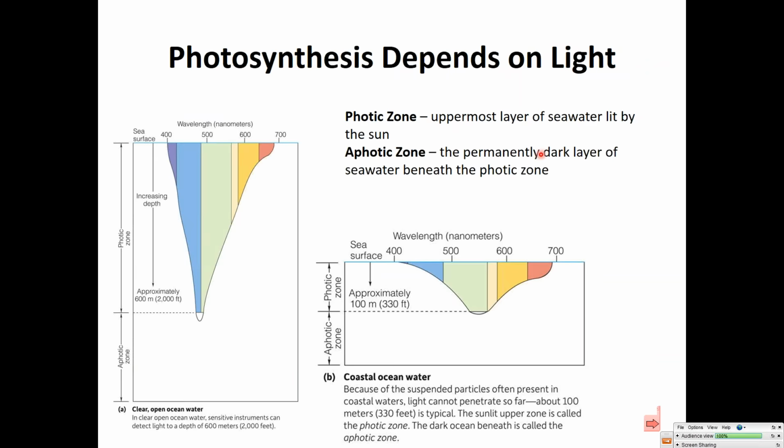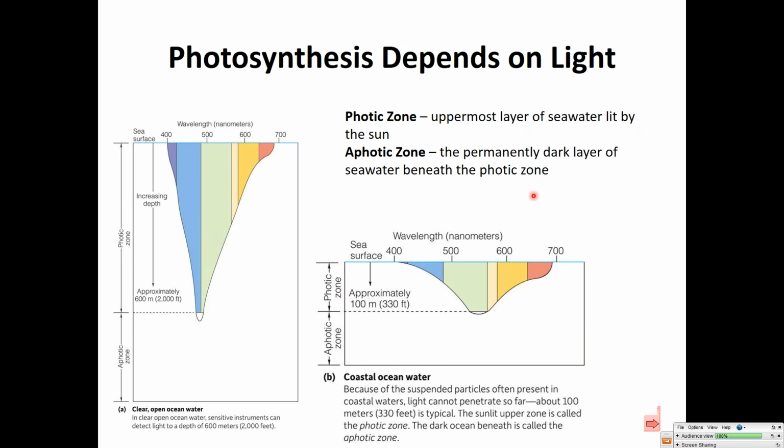So we're going to talk about light in the ocean, because light can be a limiting physical factor. We separate the different depths of the ocean into zones based upon how much light is there and what can be done with that light. In general, the photic zone is the uppermost layer of seawater that is lit to any extent by the sun. Okay? And below the photic zone is the aphotic zone. This is the part of the ocean that no light from the sun reaches. It's permanently dark, also known as the midnight zone. It's dark all day, every day, 365 days in the year.